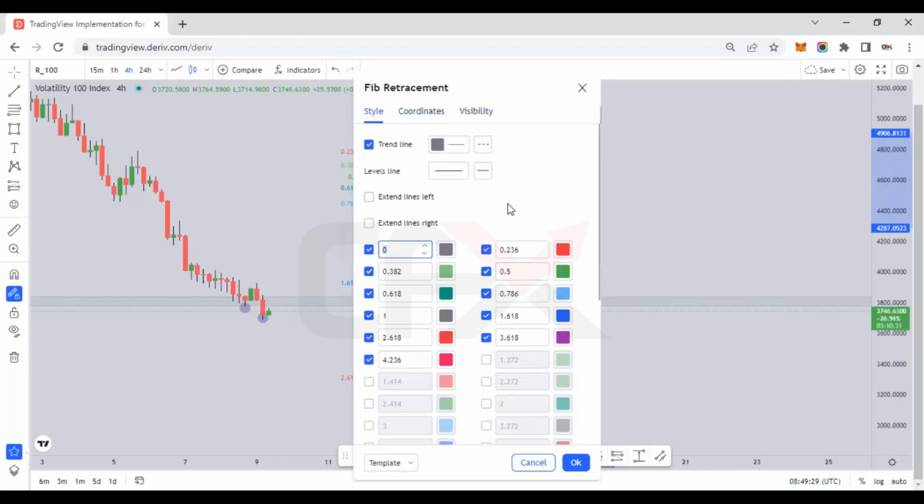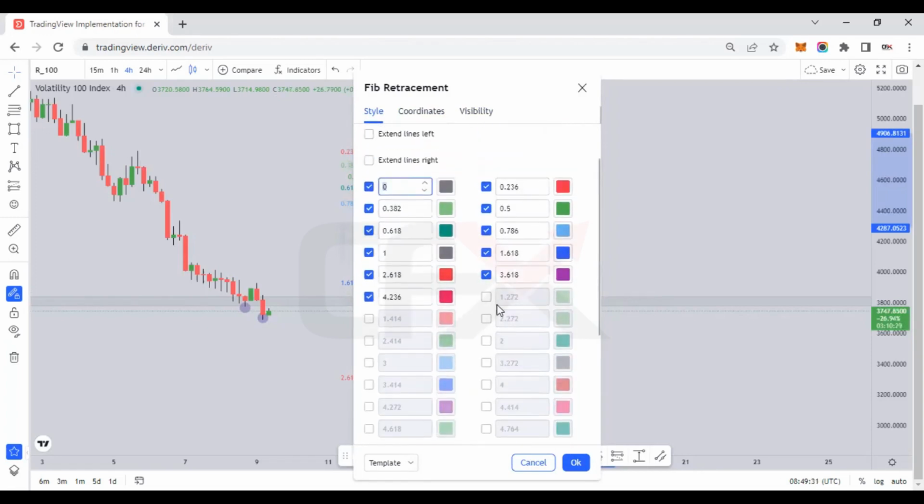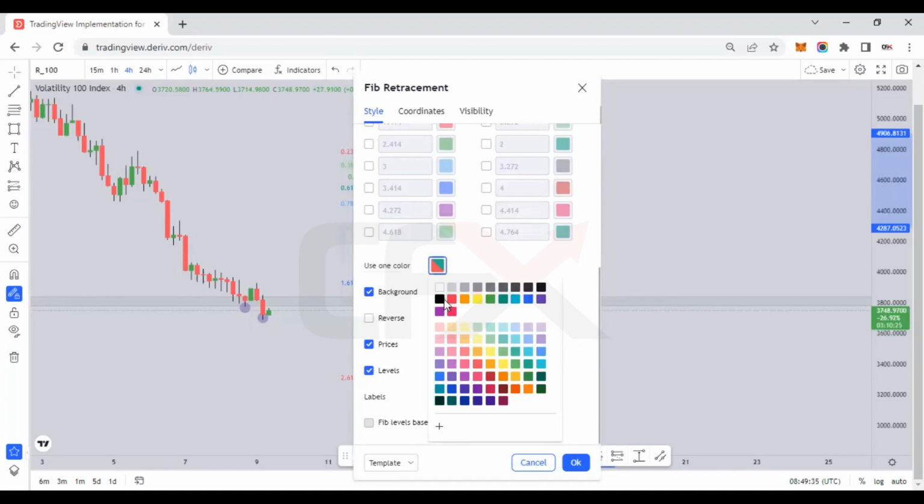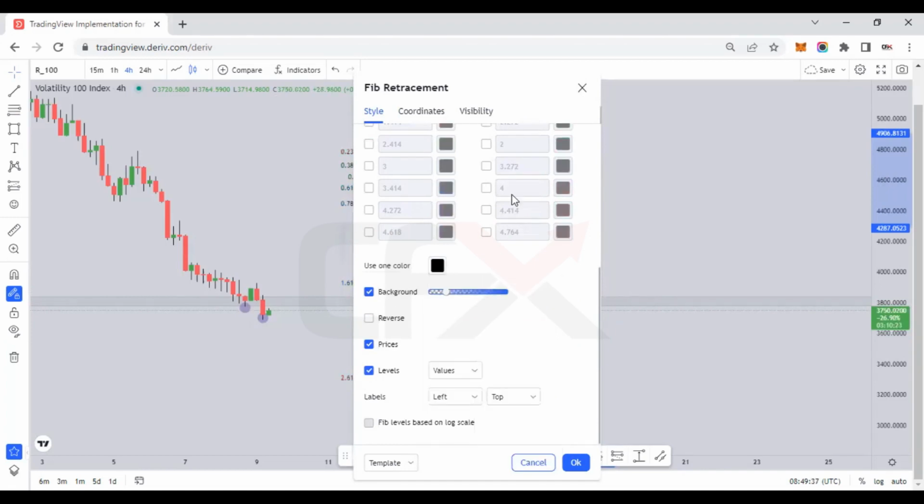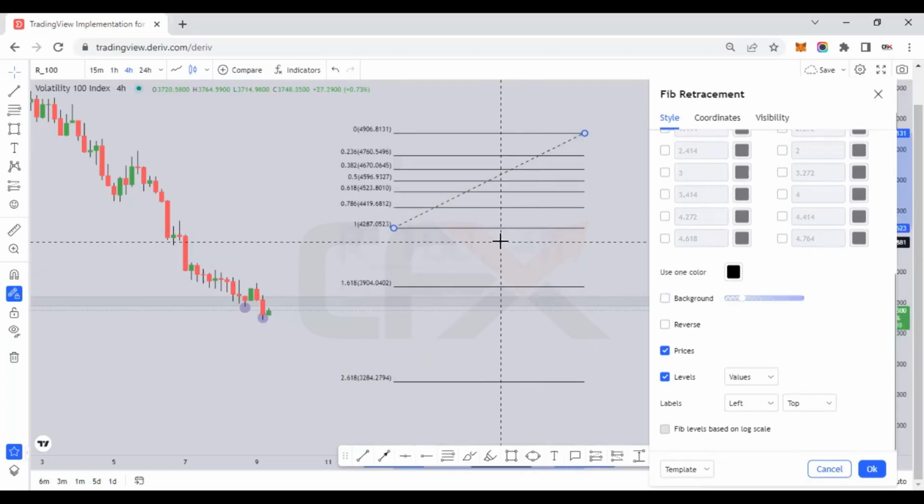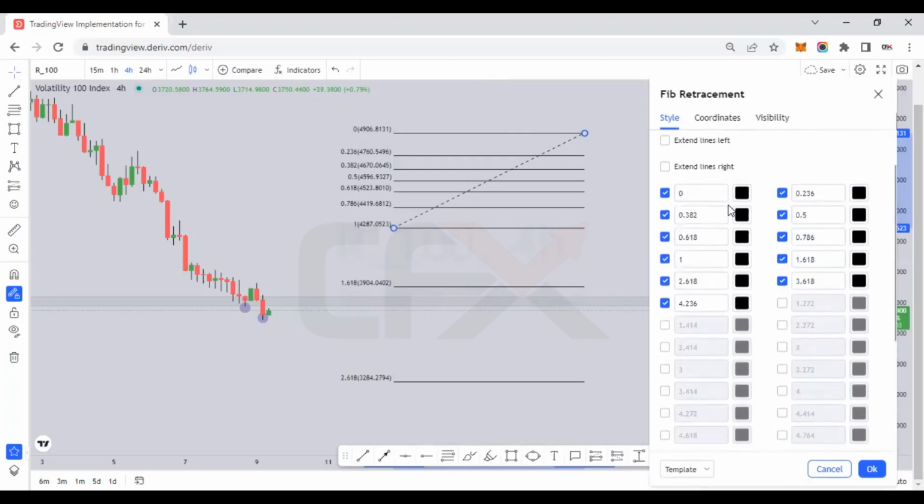And what we have to do first is to change all these colors. We want to change everything to one color. So we want to use black. Okay, so black, everything has been turned to black. Then we also change the background. We don't want any background color, so we just remove it. Good.